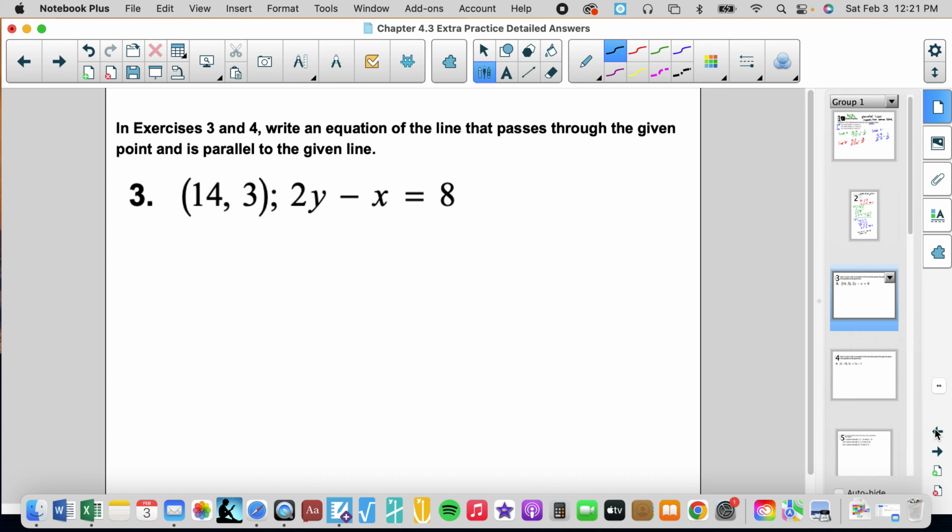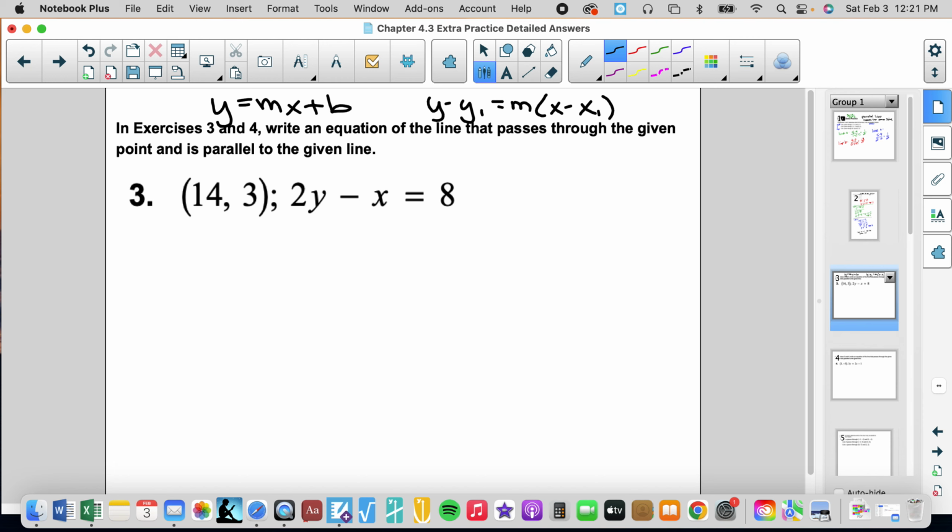In exercise 3 and 4, write an equation of the line that passes through the given point and is parallel to the given line. So in this problem, they don't tell you specifically what format to write it in. We have learned in 4.1 slope-intercept, and in 4.2 point-slope form. So since we know both of those equations, technically we can give it in either format. I'll give them to you in both formats. I think that in the book they wanted slope-intercept, but I would accept both because it did not distinctively tell you which equation it needs to be in.